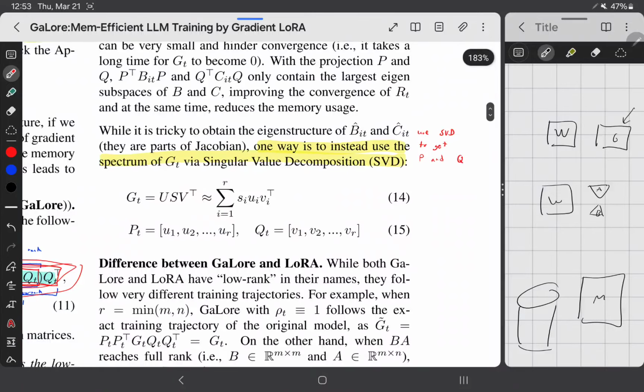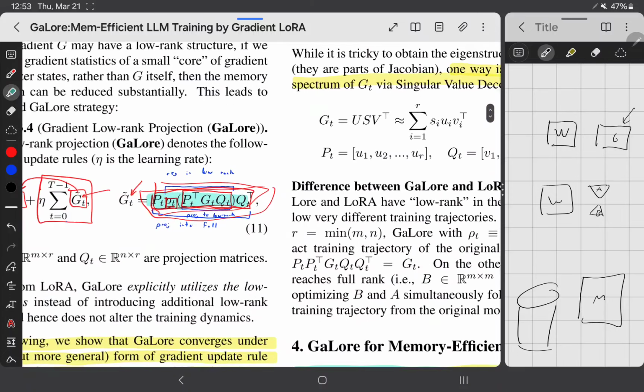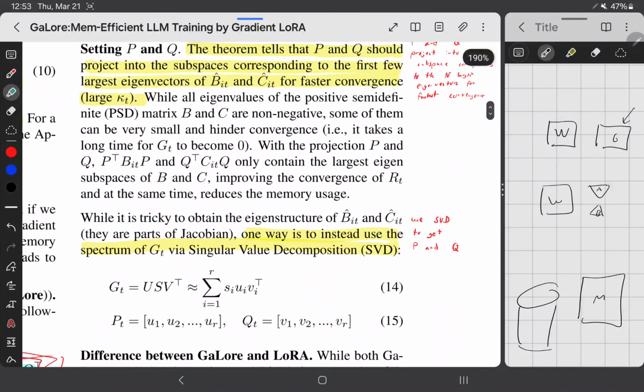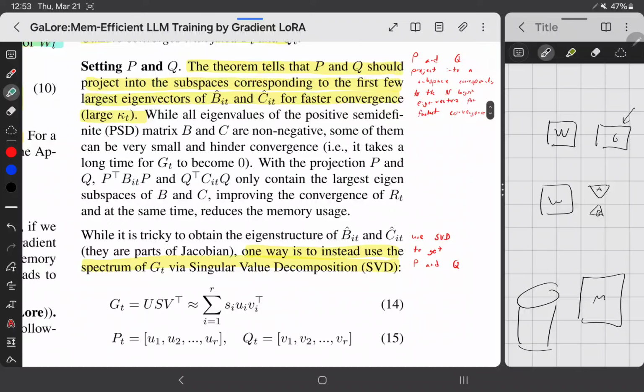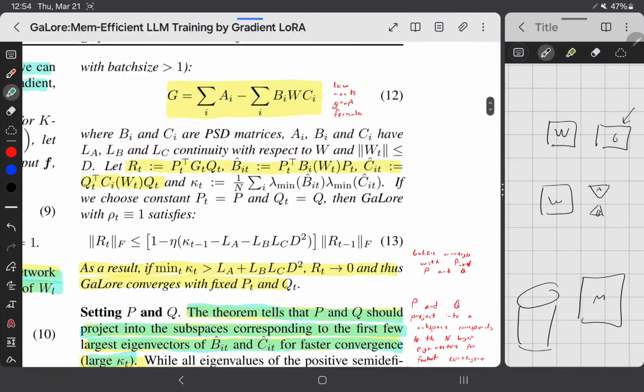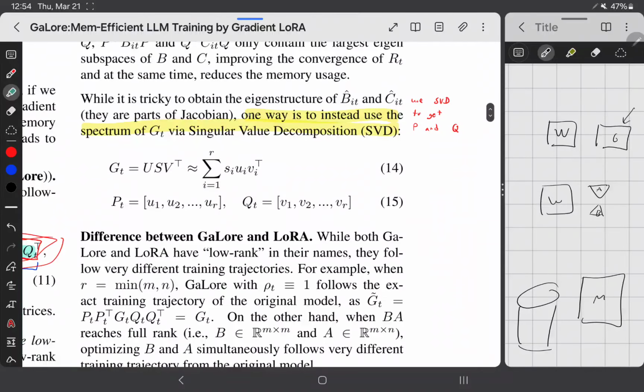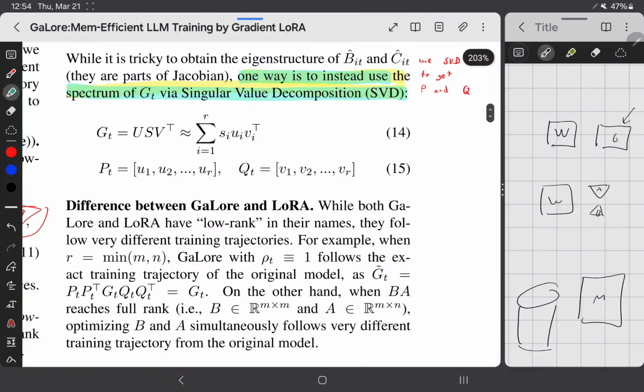Finally, you may be wondering, how do you actually do this decomposition that they have here? And they do that with singular value decomposition, and they have the formulas here. So normal singular value decomposition. They say the theorem tells us that P and Q should project into the subspace corresponding to the first few largest eigenvectors of B and C for fastest convergence. So you basically want to find the highest eigenvectors for what they defined as B and C. And you do that using singular value decomposition, and you basically just take your P and Q and work with that.